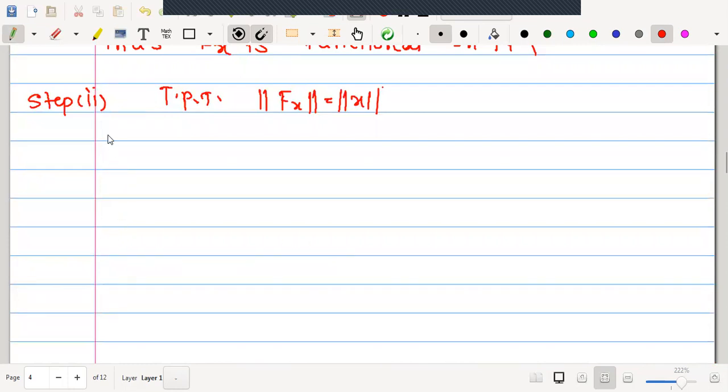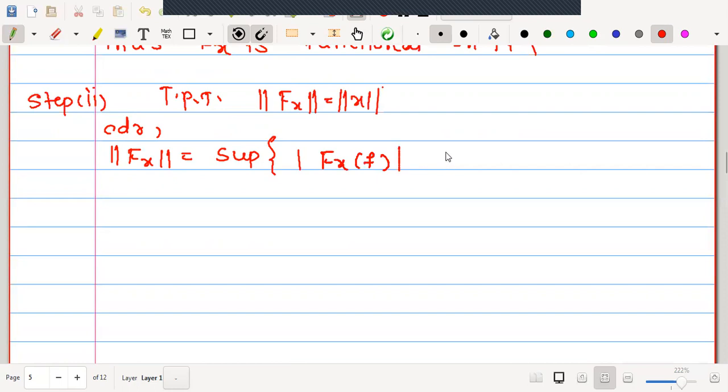Therefore first let me use the definition of operator norm. What is the definition? Norm fx. What will be the definition? This is supremum. Instead of norm we have modulus, that we know now. Therefore this is mod of fx of f on the condition f in n star and norm f is less than or equal to 1. See what changes I have made while writing the definition of operator norm.